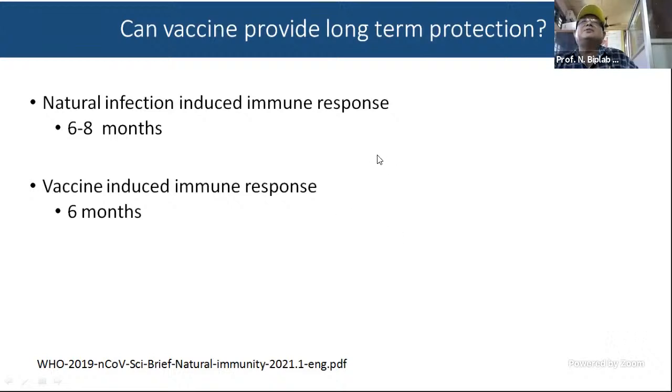So can vaccine provide long-term protection? We know that the natural immune response lasts 6 to 8 months, but the vaccine-induced immune response is almost the same. It is also 6 months.